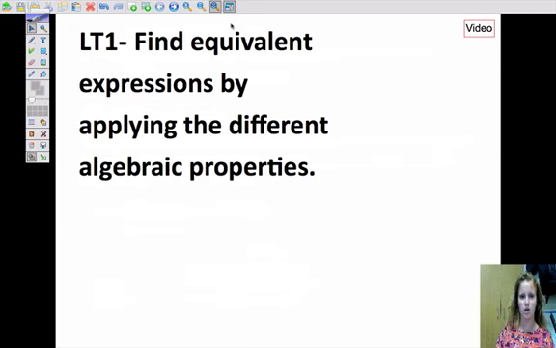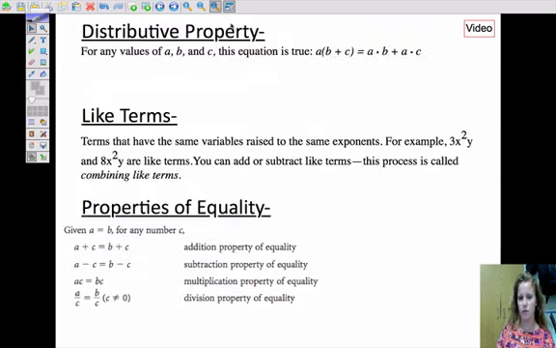So the first learning target is find equivalent expressions by applying different algebraic properties. So we're just going to go through some different properties today and see how we can manipulate numbers and terms to get the simplest form. First one is the distributive property. You should have already seen this by now in 7+.